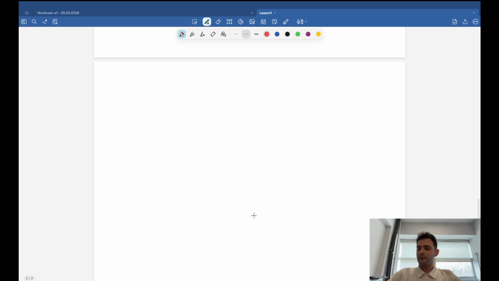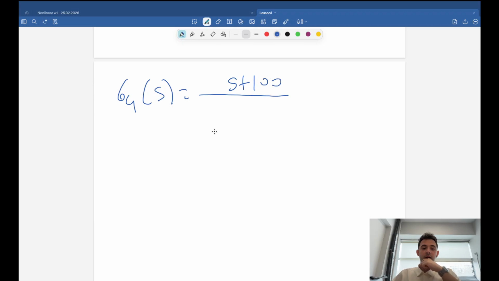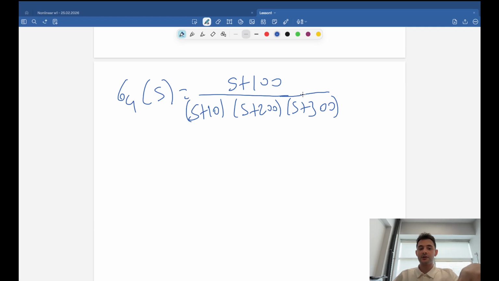because it may sometimes be confusing. I don't think it is, but let's cover this up. So we have a G4 equals S plus 100. Here we have S plus 10 times S plus 200, S plus 300. This is not a valid example, but just to make you understand how these slopes change, I do this.